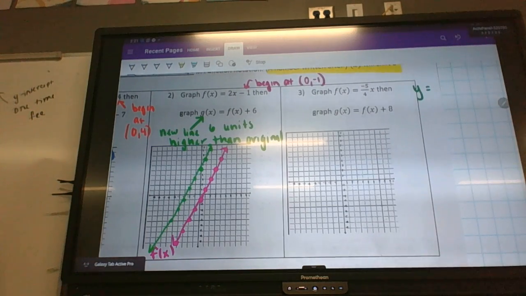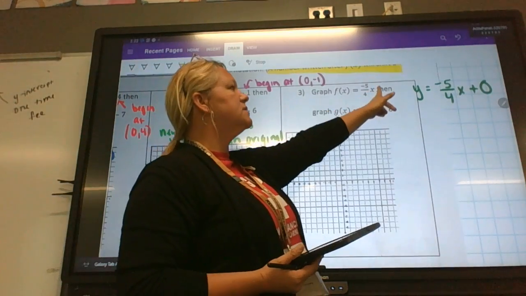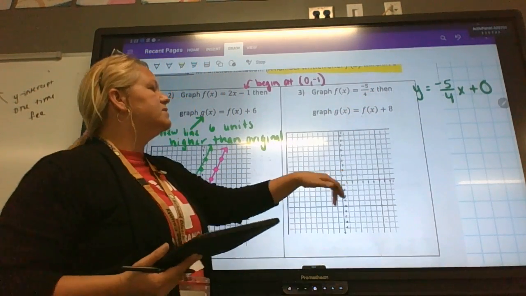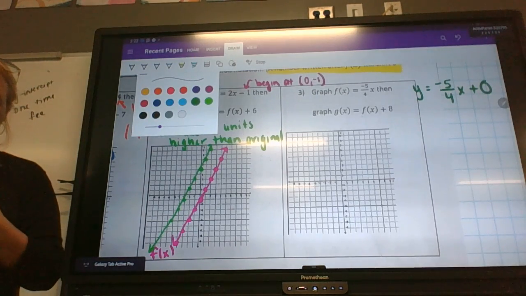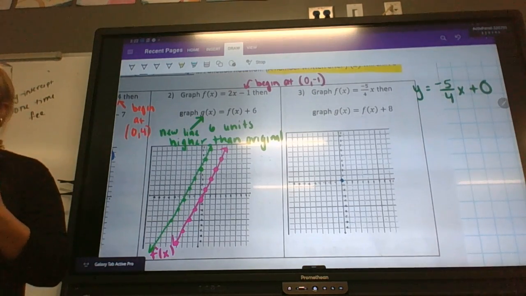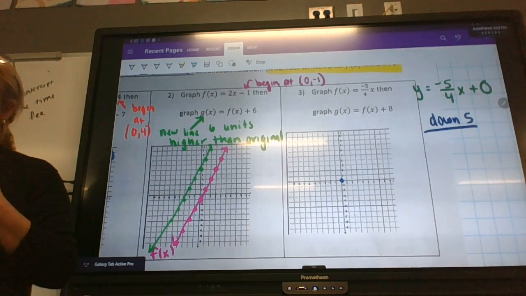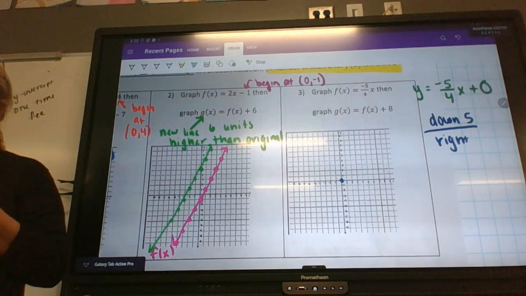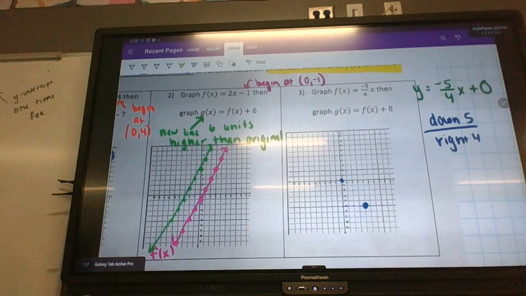So this is like -5 over 4x plus 0. There's no b here. It's like there's a plus 0. So I'm going to start at 0. And then I'm going to count down 5, right 4. And this is our first negative slope.